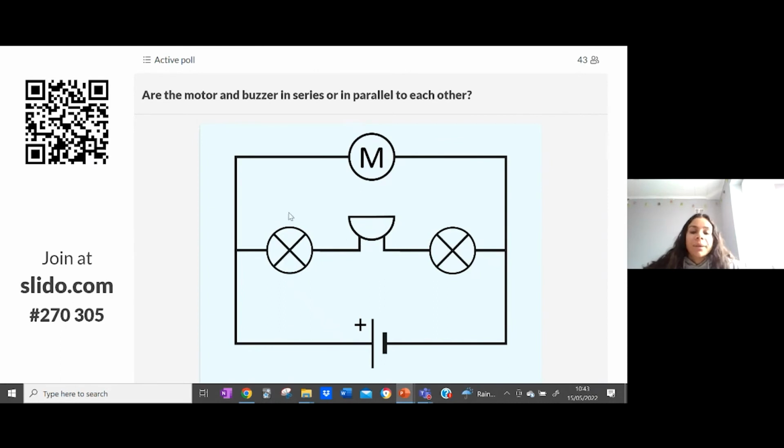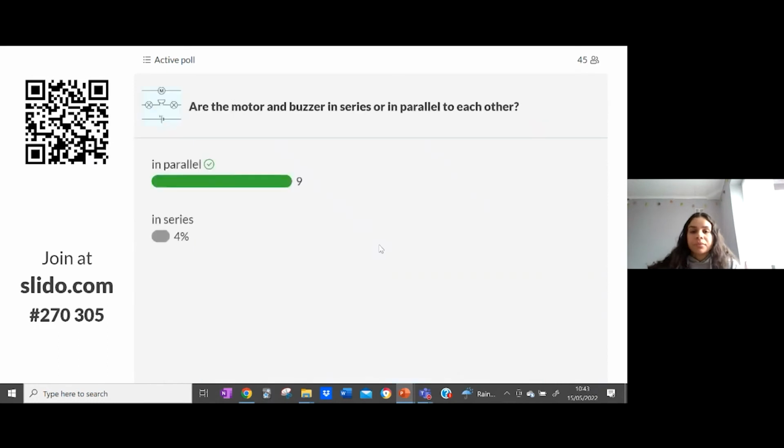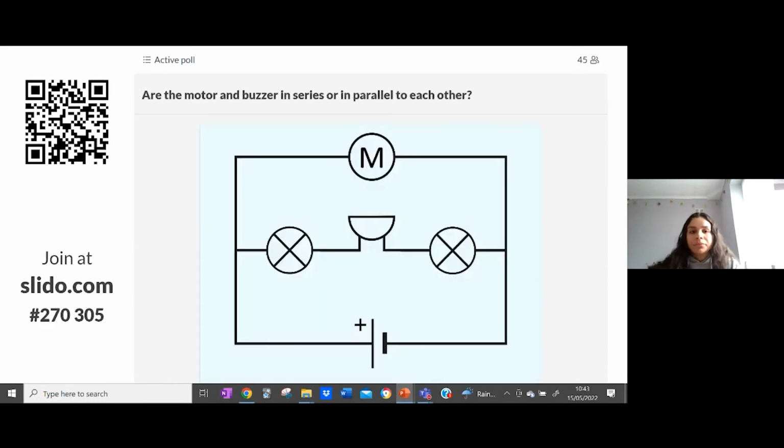I might have got mixed up myself by maybe looking at the other components, but always remember your symbols first of all. So I would maybe literally, as I'm reading through, it's talking about the motor, I'd maybe put my pencil on there just so I know what I'm talking about. Buzzer, and you can see that they're in parallel to each other because there's basically two loops of the circuit and they're in different loops to each other rather than being in a straight line. So in parallel.